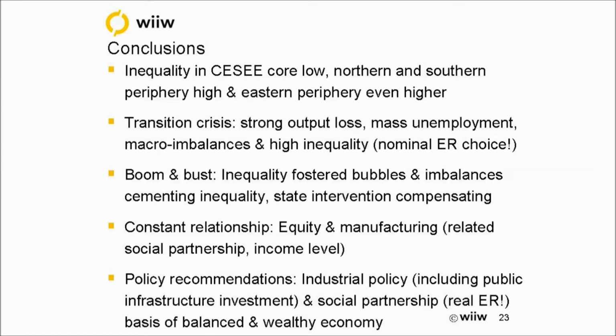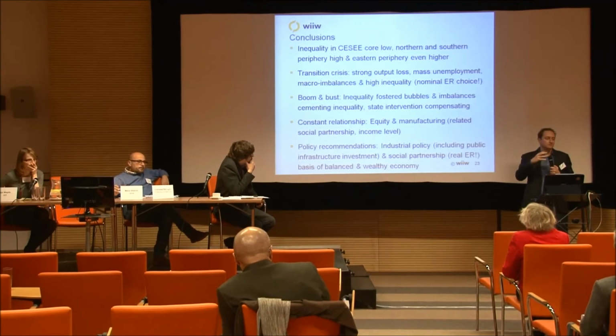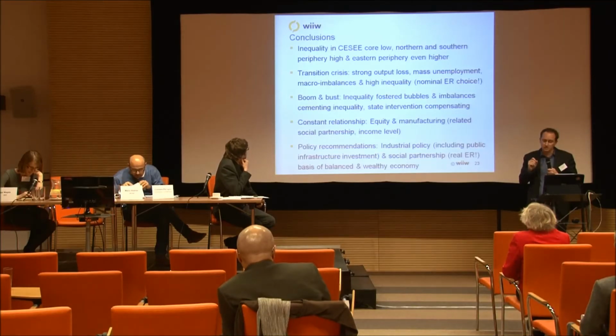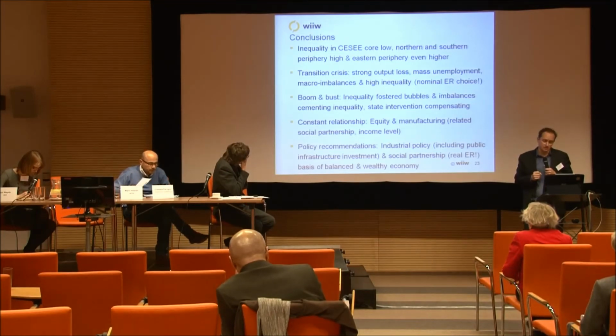So, in order to conclude, the inequality in the Central and Eastern European core is rather low. Northern, southern periphery, higher levels of inequality. Eastern periphery, even higher levels. And during the transition crisis, you had a strong output loss, mass unemployment, macro imbalances, and high inequality were correlated. The choice of the exchange rate regime, I think, is quite crucial here. In the periods of boom and bust, the inequality, I think, fostered bubbles, and imbalances were actually, again, cementing inequality. State intervention, to a certain extent, was compensating in this period.